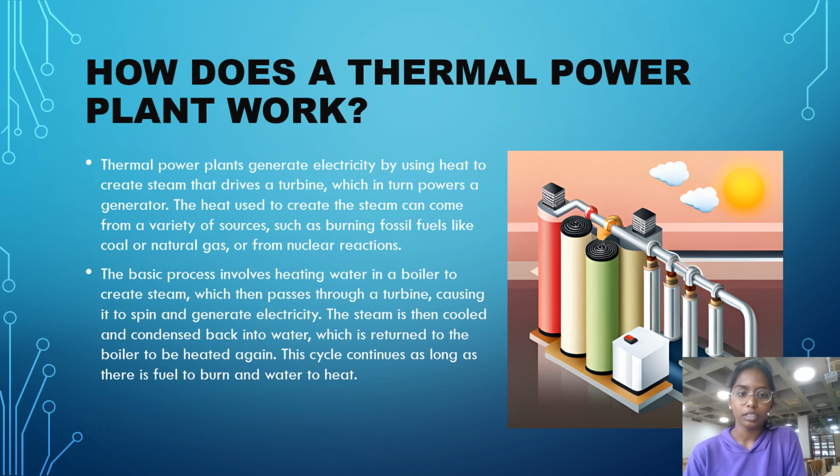And this is the working of a thermal power plant. The basic process involves heating water in a boiler to create steam, which then passes through a turbine, causing it to spin and generate electricity. The steam is then cooled and condensed back into water, which is returned to the boiler to be heated again. This cycle continues as long as there is fuel to burn and water to heat.